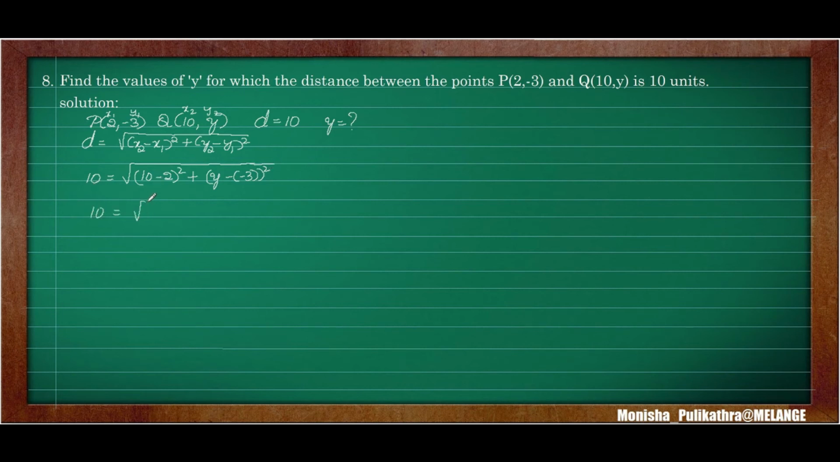So 10 is equal to square root of (10 minus 2 is 8) square plus (y, minus into minus is plus 3) whole square. Now in order to find this y, this square root should not be there. If the square root is there, we can't simplify this problem. So in order to remove the square root, we need to square on both sides. So squaring on both sides.